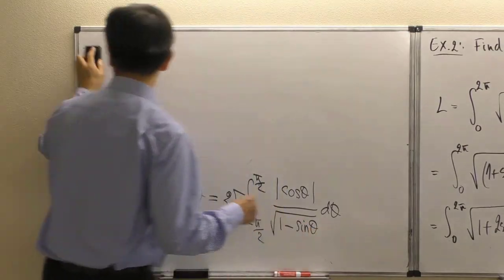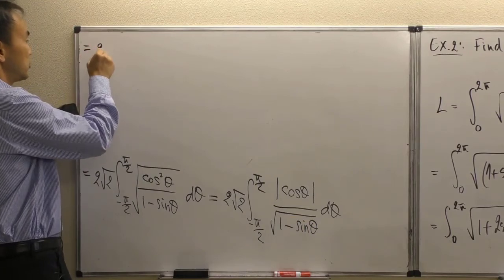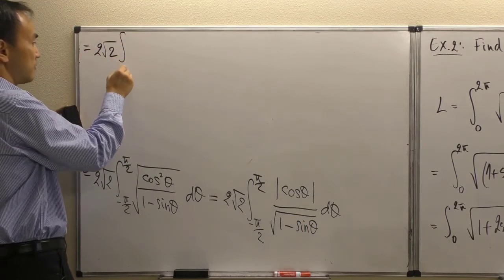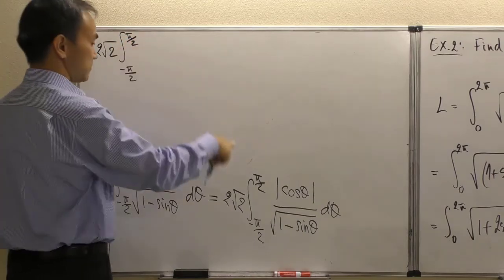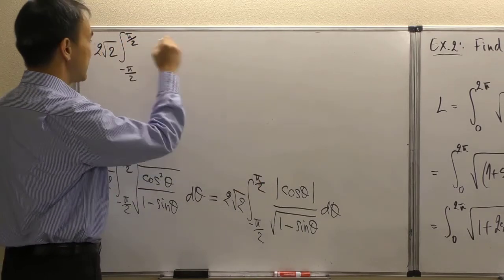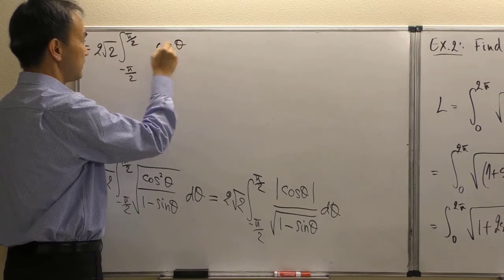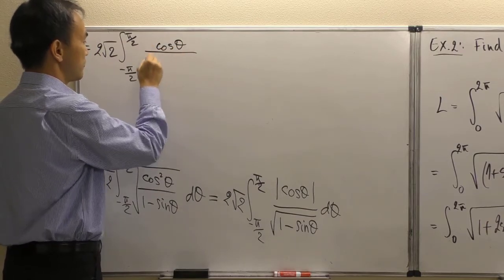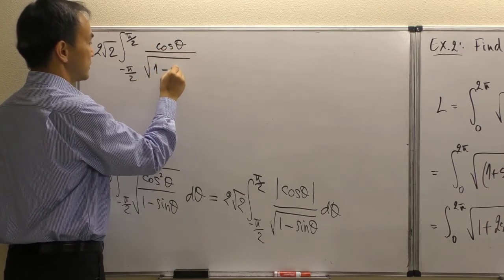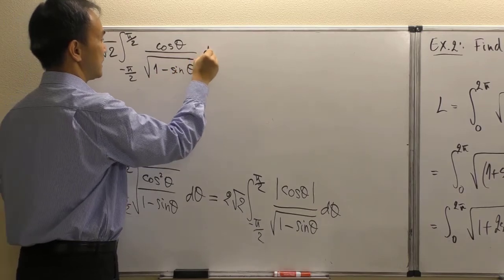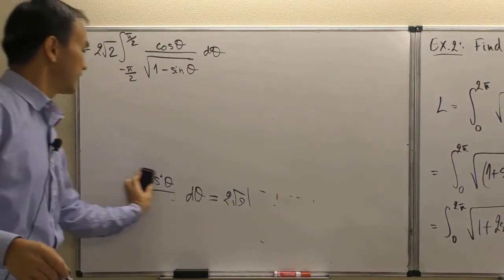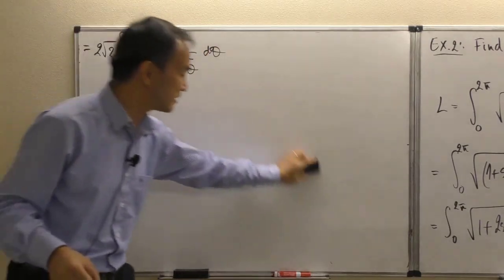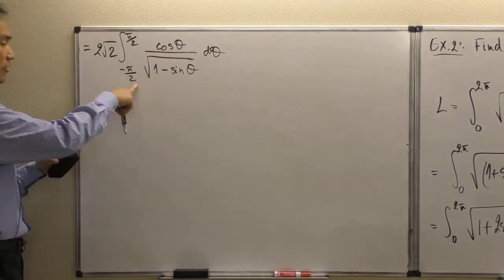And so after that argument, now I'm looking at 2 square root 2, the integral from minus pi over 2 to positive pi over 2. But now I can write that cosine of theta in absolute value, but now without the absolute value, and then the square root of 1 minus sine theta d theta.